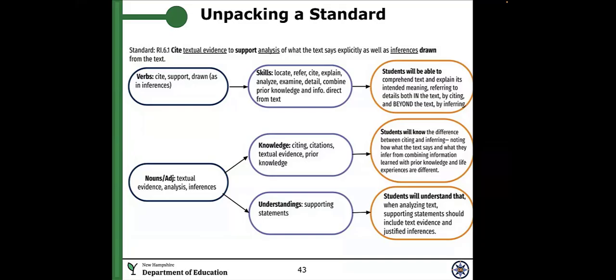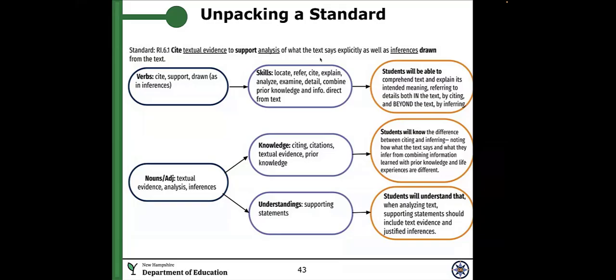And then thinking about how this leads to the objective, I need to know the difference between citing and inferring. And then I reiterate what I said in the first objective. But I also need to know what we're inferring from, combining the information with our prior knowledge and our life experiences with what I've read from the text, but we need to know how those things are different. What's evidence and what comes from our prior knowledge or experiences. So that is the key knowledge for this standard.